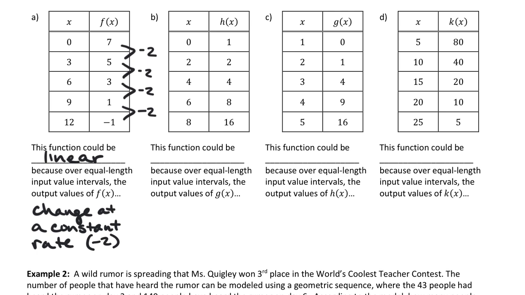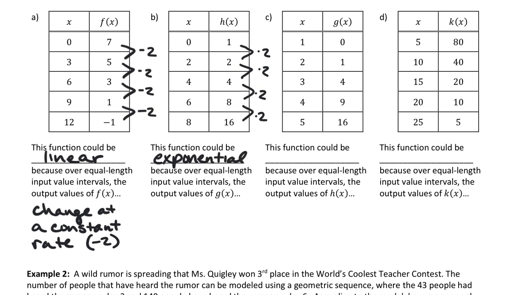In the B table, are those input values changing over equal length input value intervals? Great, so this is an easy question. If we look at the pattern of the outputs, first thinking about addition and subtraction, how do you go from 1 to 2? Plus 1. How do you go from 2 to 4? Plus 2. Okay, pause, because it's not the same number, right? We're not trying to decide if this is quadratic, so we're actually going to stop. Can we use multiplication or division here? Yeah, what can I multiply by here? Times 2, times 2, times 2, times 2, which means that this table is probably going to be a function that is exponential.